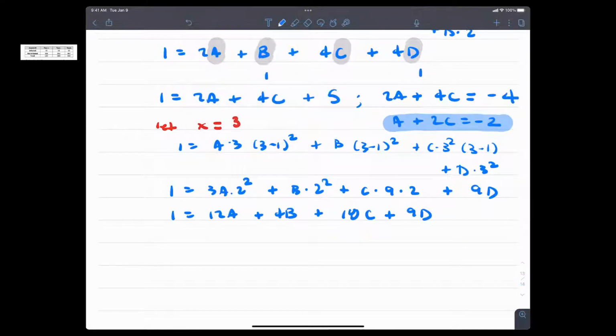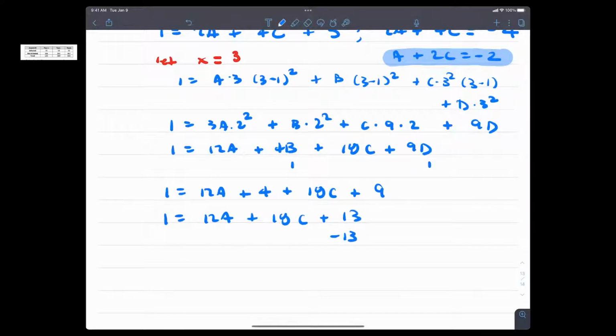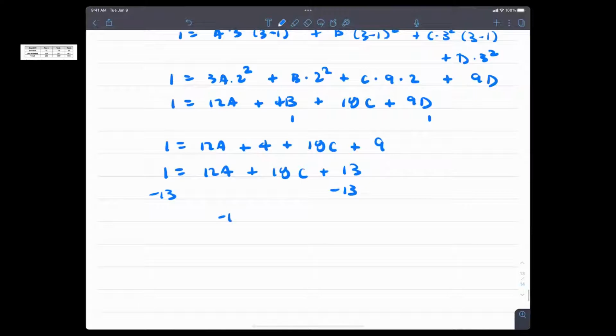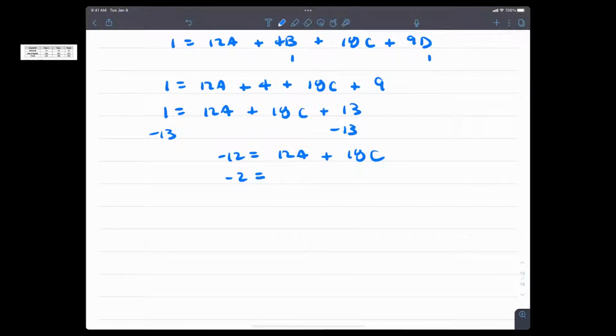Well, remember, b is 1 and d is 1, so we get 1 is 12A plus 4 plus 18C plus 9. So we get 1 is 12A plus 18C plus, is that 13? Subtract 13. Okay, -12. 12A plus 18C is -12. 2A plus 3C is -2. Double check. Okay, haven't had all my coffee.